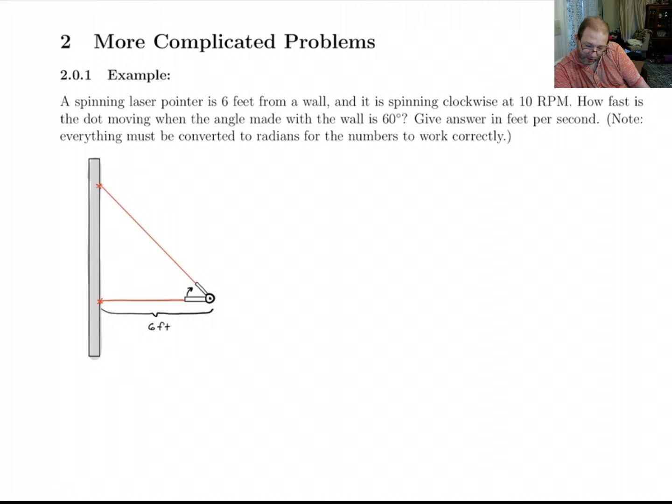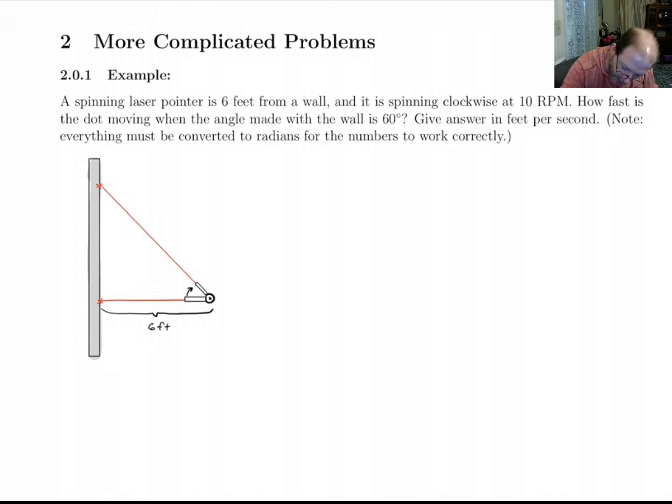But it tells us that the laser pointer is spinning at 10 revolutions per minute. And it asks, how fast is the dot moving when the angle made with the wall is 60 degrees? And it says, give your answer in feet per second. Now, there's several things we have to do here, because this is saying feet per second. This is revolutions per minute. And the note says we have to convert everything into radians in order to make all of the units work out correctly.